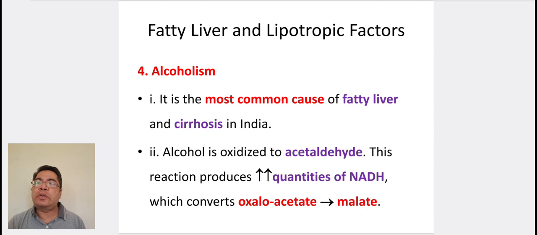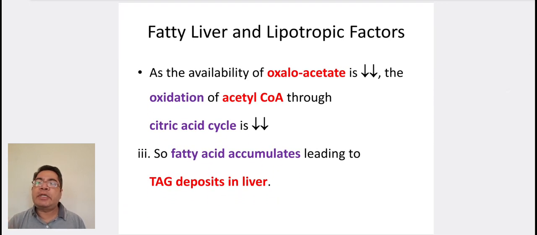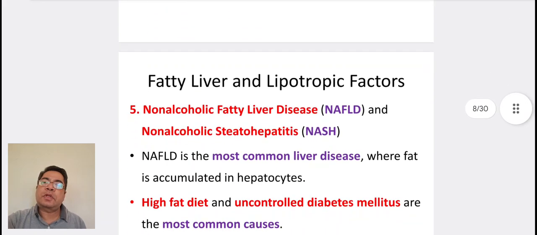Fourth important cause is alcoholism. It is the most common cause of fatty liver and cirrhosis in India. Alcohol is oxidized to acetaldehyde. This reaction produces increased quantities of NADH, which converts oxaloacetate to malate. As the availability of oxaloacetate is decreased, the oxidation of acetyl-CoA through citric acid cycle is decreased. So fatty acid accumulates, leading to triacylglycerol deposit in liver.